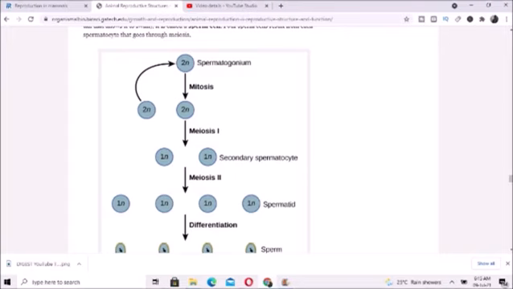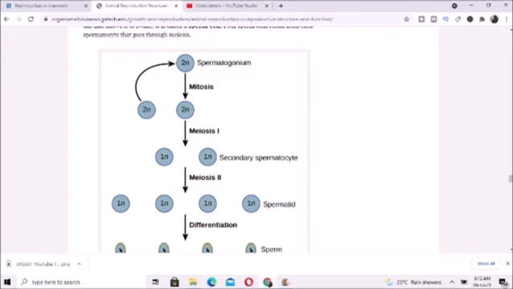Once the spermatid develops a flagellum, what is flagellum used for? What is cilia used for? What is leg used for? Can you tell me? Yeah, you can. Legs are used for movement, cilia are used for movement, and also the flagellum is for movement.